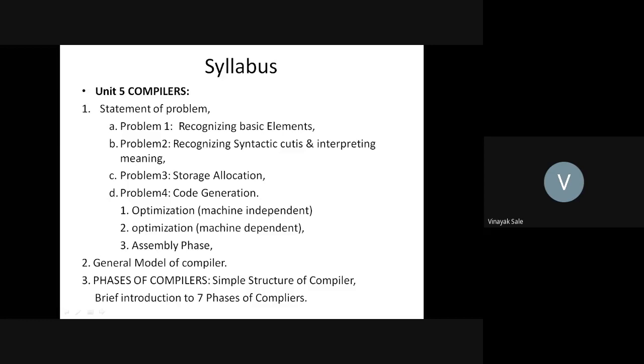So all your 5 units are covered in one book. Your first book is System Programming by John J. Donovan. So all 5 chapters or 5 units are covered in only one book, System Programming by John J. Donovan, Tata McGraw Hill edition.